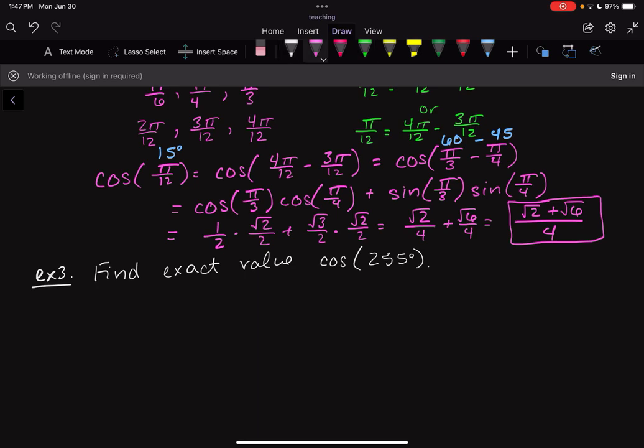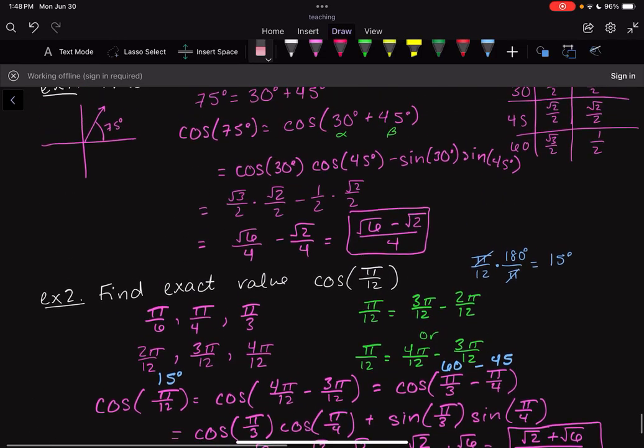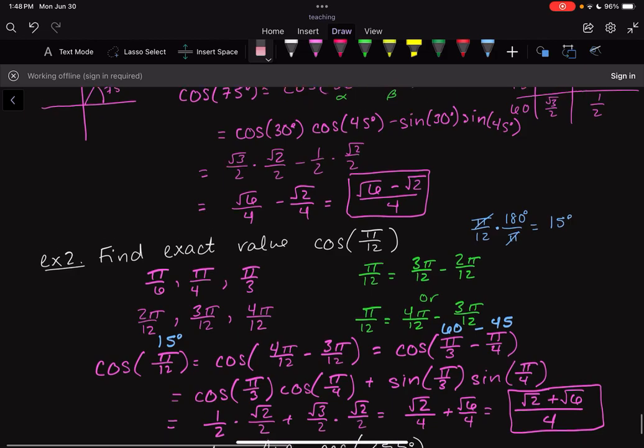Now we can either add or subtract to get to 255. I get this question a lot: how do you know whether to use the addition identity or the subtraction identity? Really, you could use either one. With the first one we did, it was 75, and it was just kind of obvious that 30 and 45 would add together to get 75. But we could have done some kind of subtraction as well.